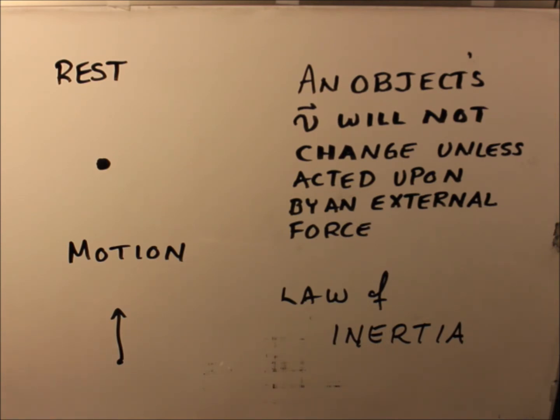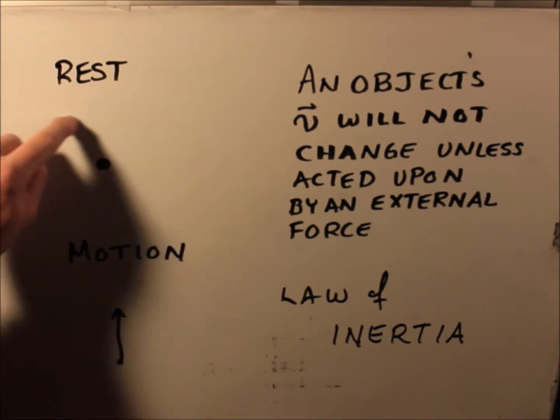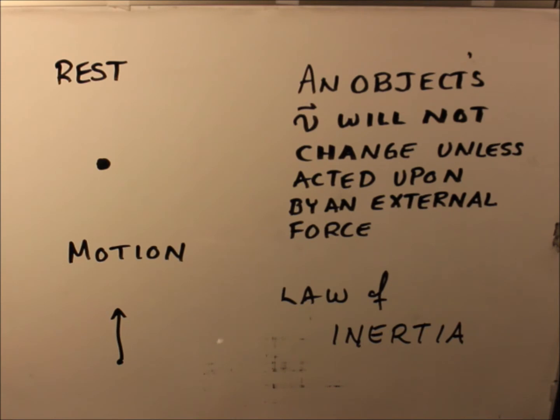If the object's speed changes, that's acceleration. If the object's direction changes, that is also acceleration. And that is a harder concept for young people sometimes to appreciate. The easiest one is to see that an object at rest will stay at rest.